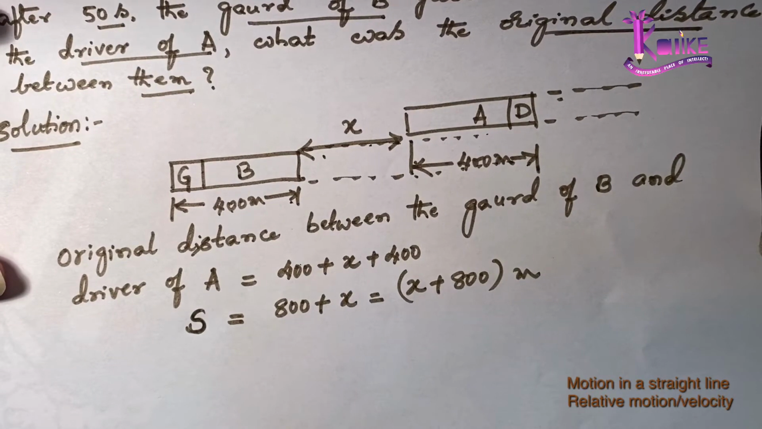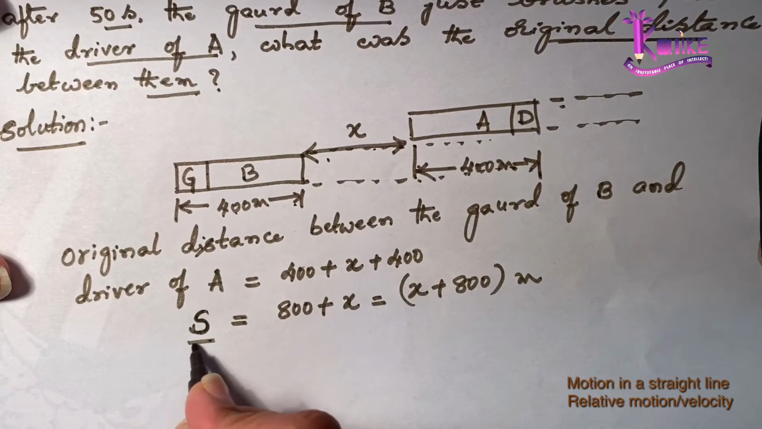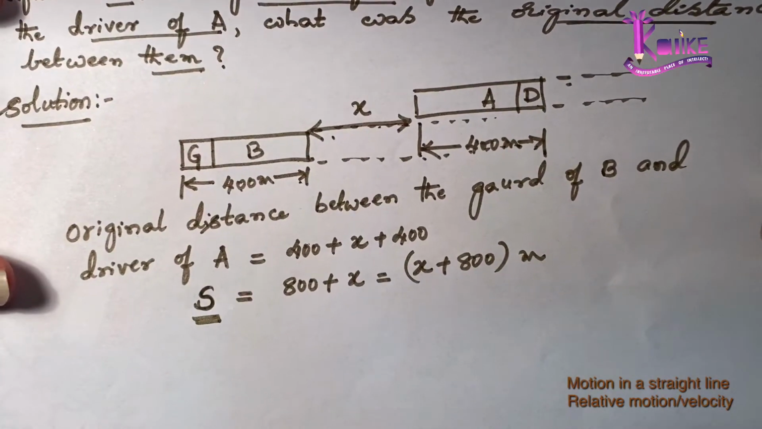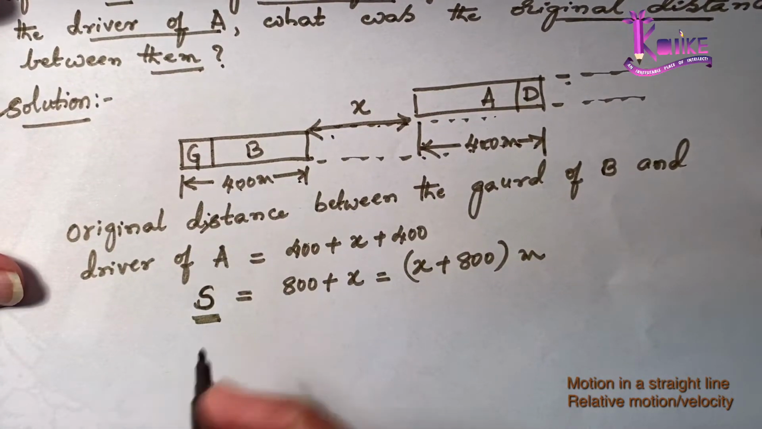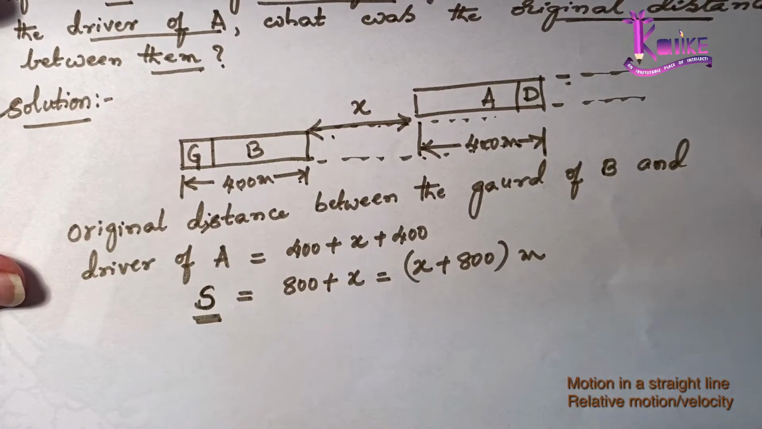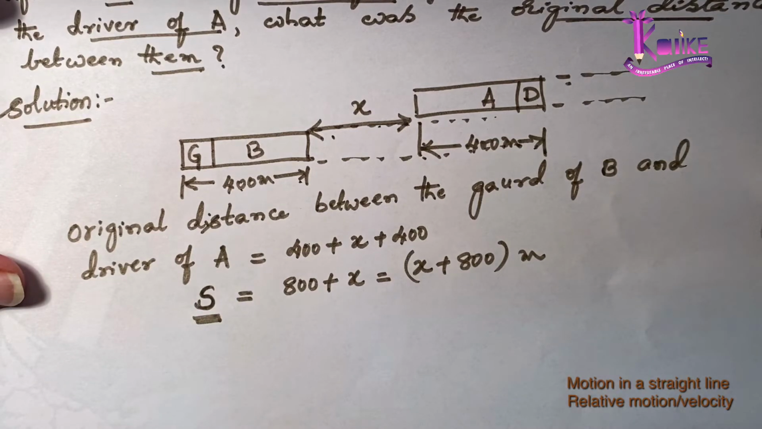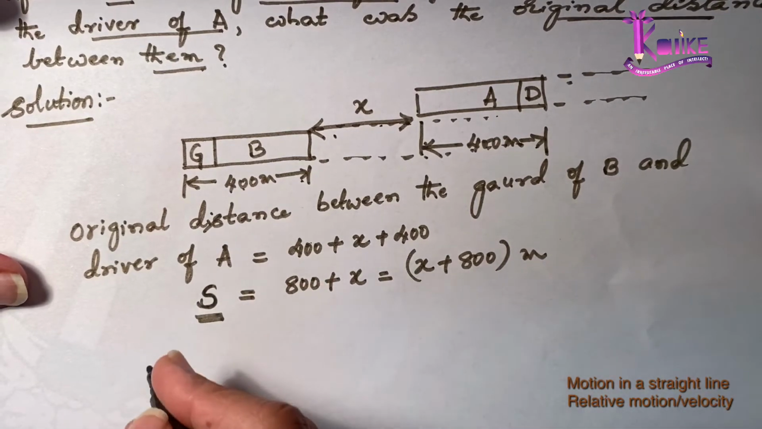Okay, so if we find out X, you can find out the original distance of separation. So I call this as the original distance of separation between them. Just to avoid confusion, I have used a different symbol, which is S. It is actually nothing but the distance, the original distance, which is nothing but X actually.